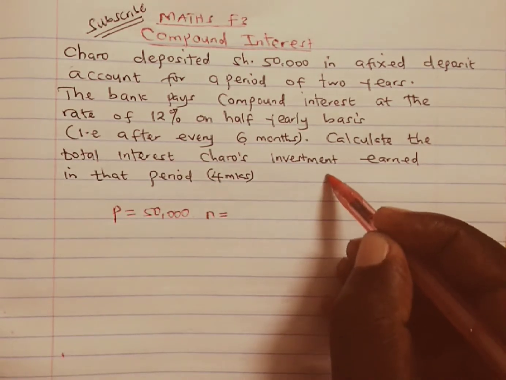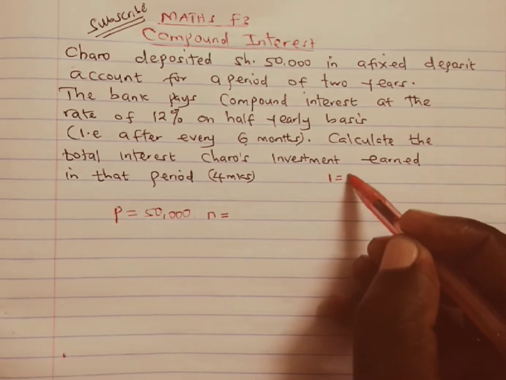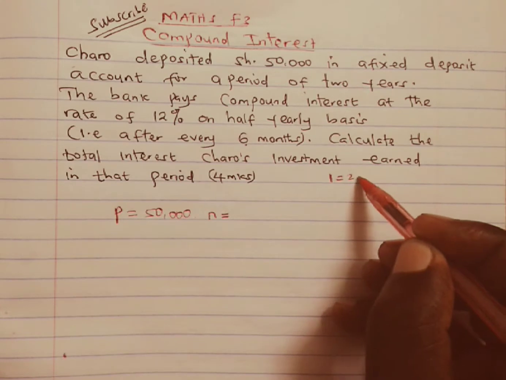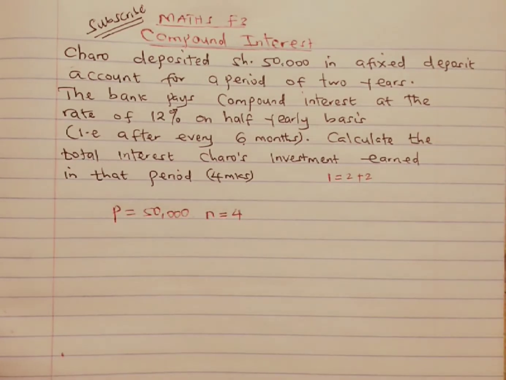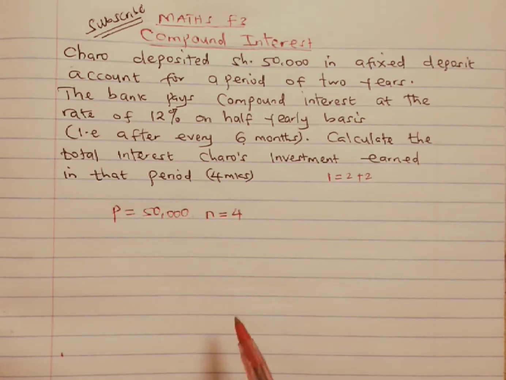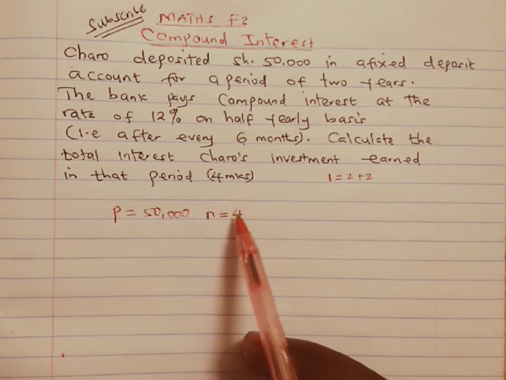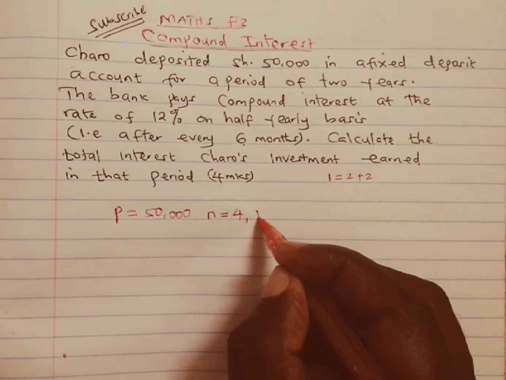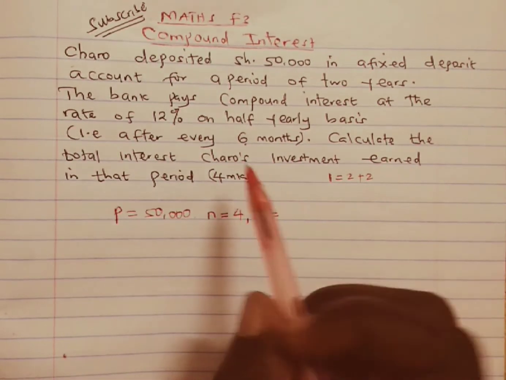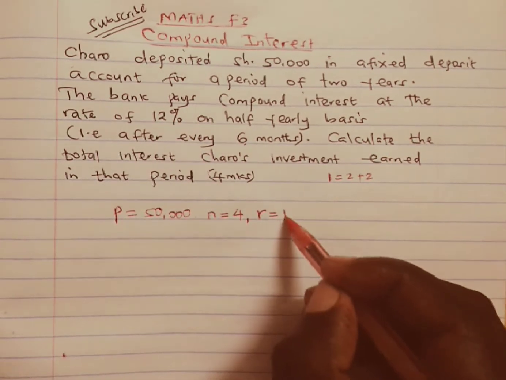That is, the first year we have 2 interest periods. The other year we also have another 2, making it a total of 4 interest periods. That means interest will be calculated 4 times within the 2 years. And we are told the rate of interest for 6 months is 12%.